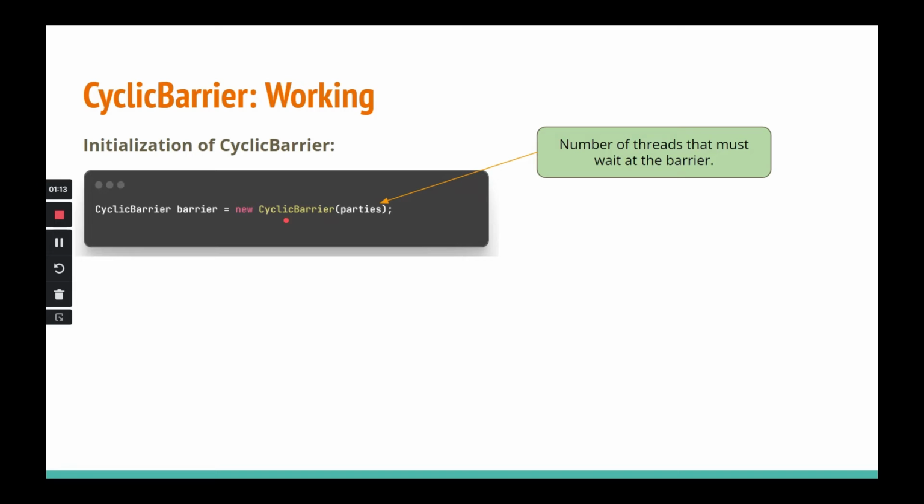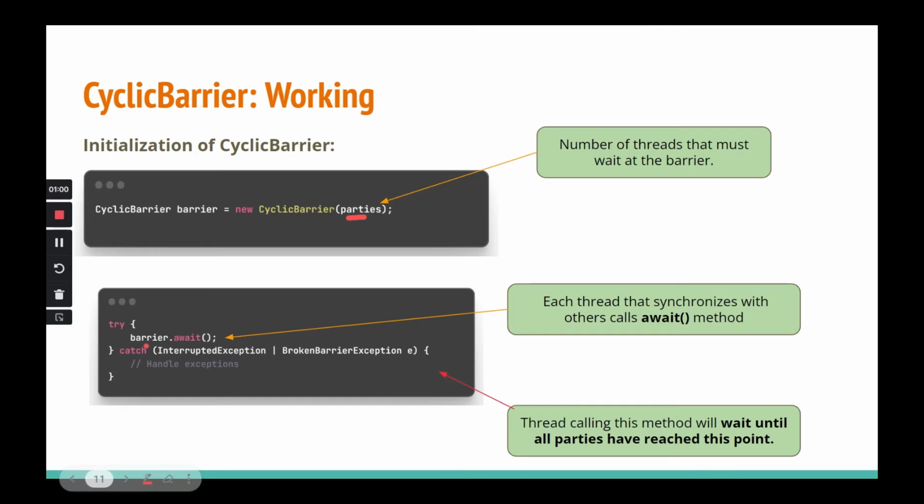So how does it work? If we talk in terms of code, similar to the initialization of CountDownLatch, we are initializing the number of parties. Here the count is different. Here it's the threads that must wait at the barrier, and each thread that synchronizes with others calls the await. In the case of CountDownLatch, we had the outside parties waiting by calling the await method. Here the subtle difference is that the participating threads themselves are calling the await method to symbolize that they are waiting. They have reached the destination and they are waiting.